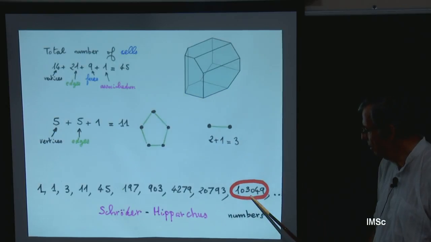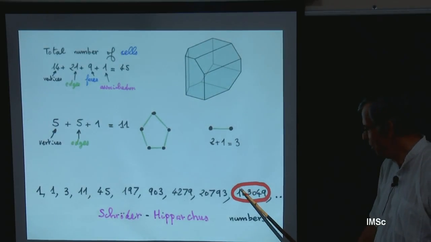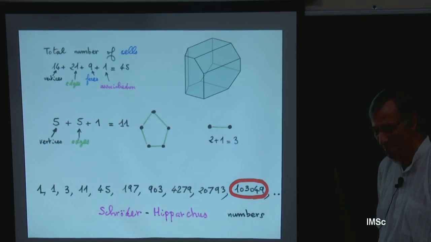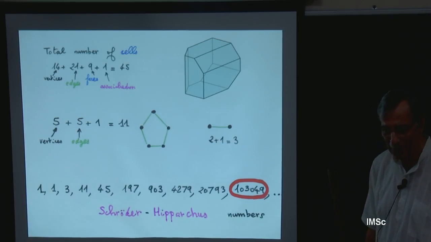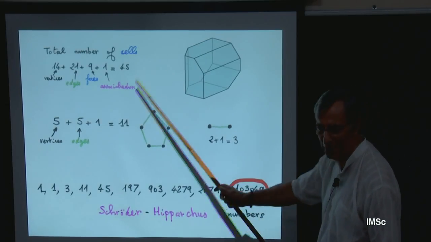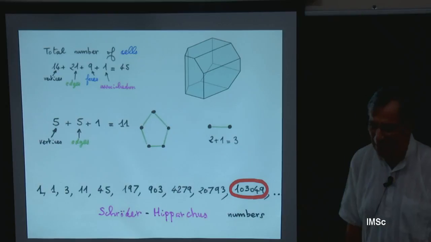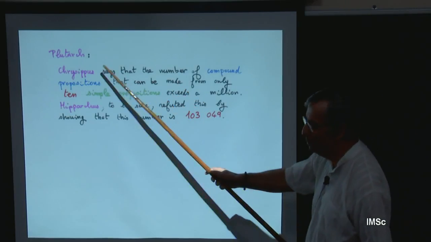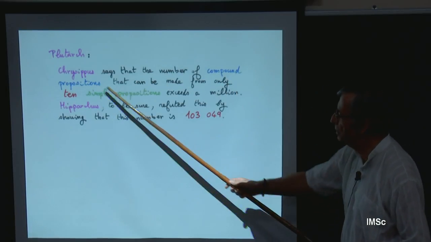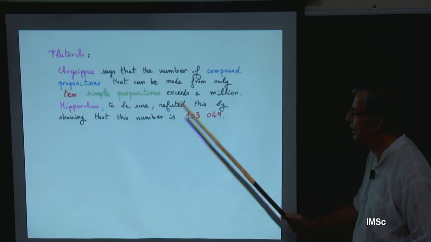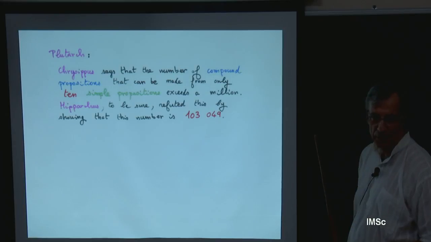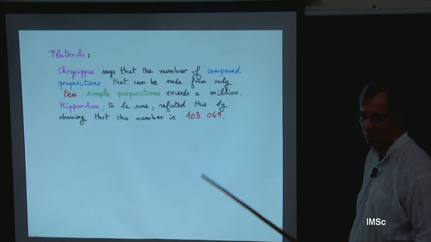But now, look at this number, 1,000 trees. This is called the Hipparchus number. So this goes back more than 2,000 years ago. So what is this number? Hipparchus was not counting the number of faces of the associahedron. It was related by Plutarch that Chrysippus says that the number of compound propositions that can be made from only 10 simple propositions exceeds 1 million. And Hipparchus says, no, the number is exactly this.